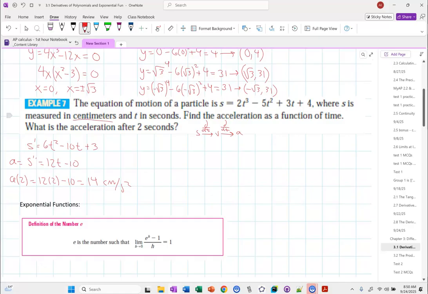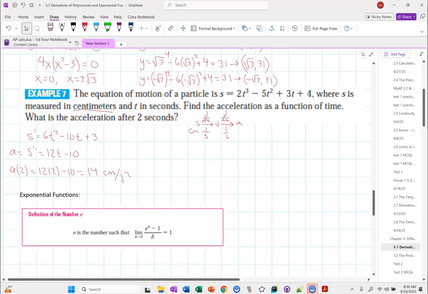So we know that our unit is centimeters. Taking the derivative adds a per second. Taking the derivative again adds another per second. So you end up at centimeters per second squared, or centimeters per second per second, if you want to write it that way, but who wants to write it that way? It's kind of non-standard, but it's not wrong.